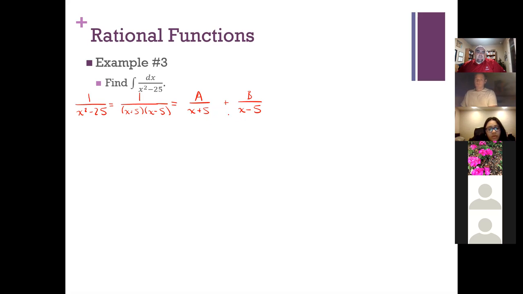So this, a/(x+5) + b/(x-5), is kind of our skeleton for our partial fraction decomposition. Where should we go from here, using our previous examples as a jumping off point?